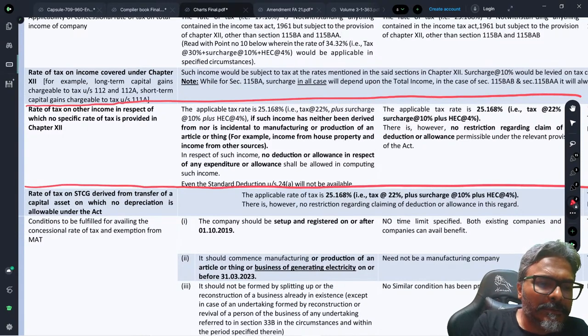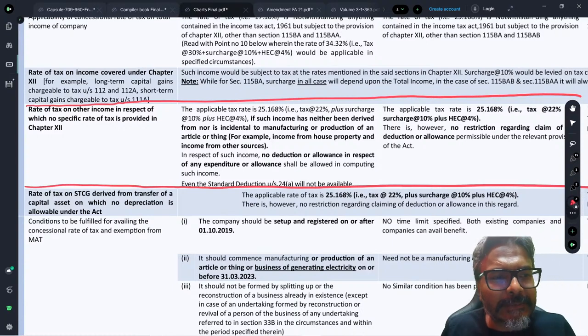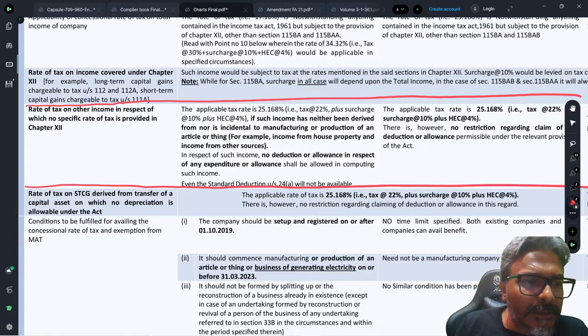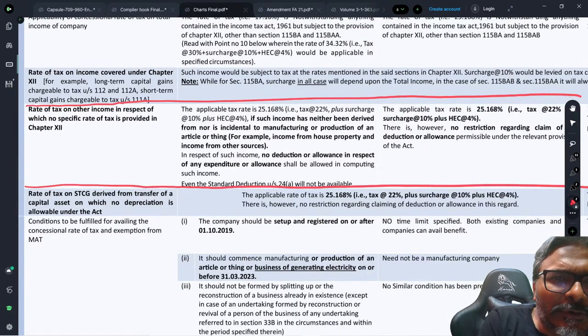So what did it say, students? Over here: the rate of tax on other income, in respect of which there is no specific rate of tax. In respect of which, students, there is no specific rate of tax. So that is what they have said in this context. So, rate of tax on other income in respect of which no specific rate of tax is provided. That is the example I give to all of you right now.